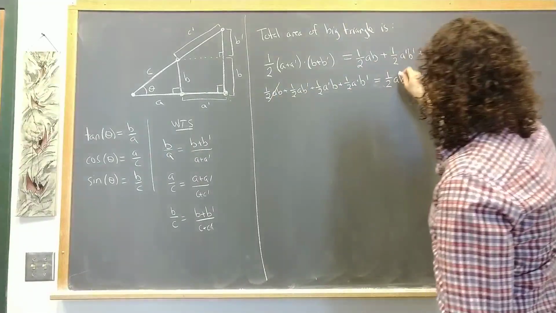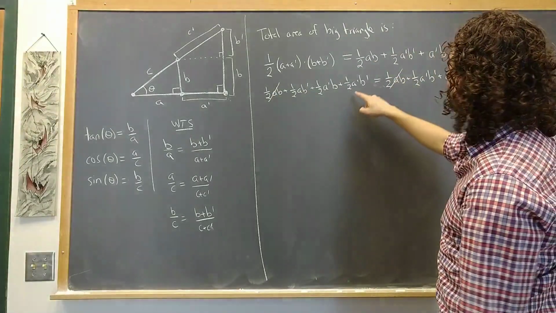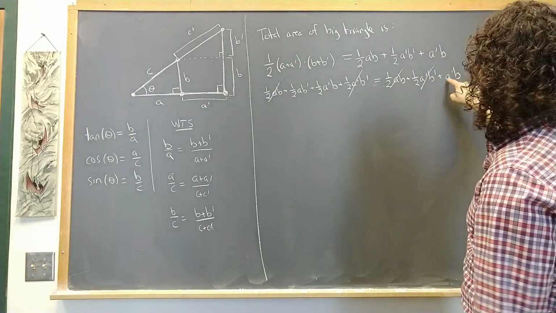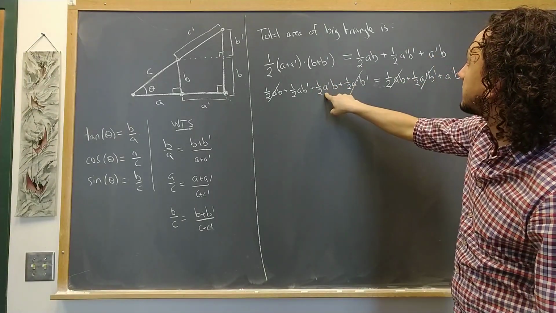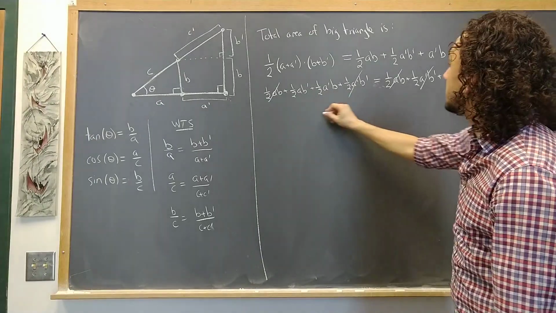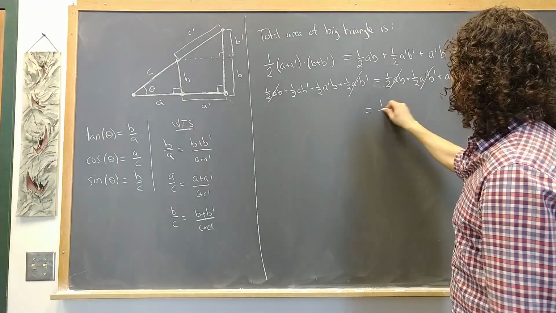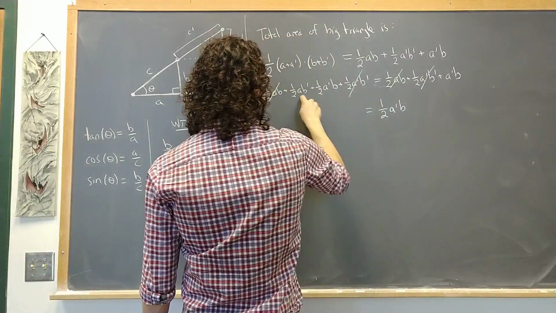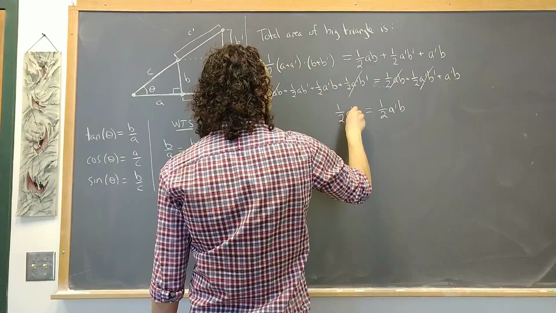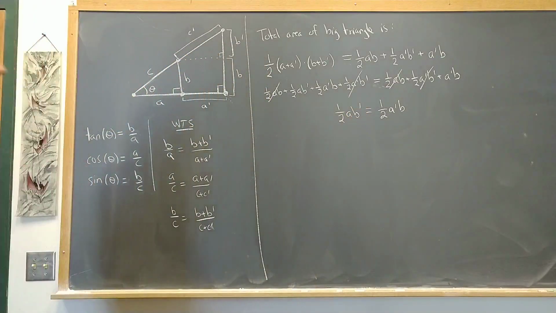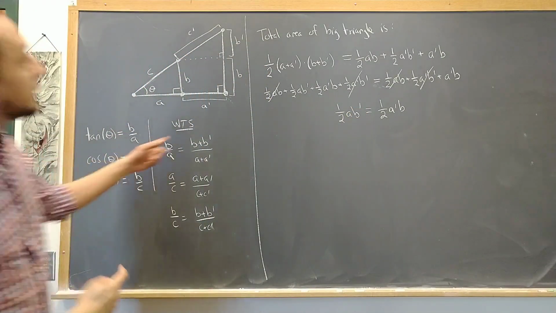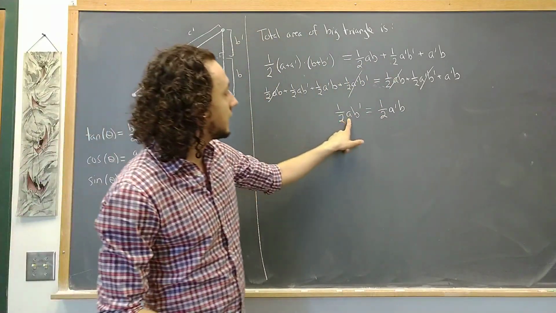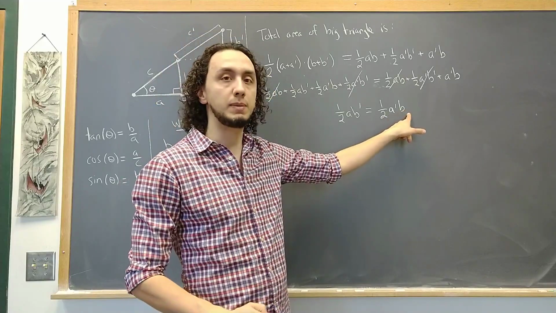Now I've got my 1/2 AB and my 1/2 AB. I've got my 1/2 A prime B prime and 1/2 A prime B prime. This A prime B, if I subtract this 1/2 A prime B, gives me, on this side, 1/2 A prime B, and on the left-hand side, this one's left over, 1/2 AB prime. So maybe somewhat surprisingly, by writing the area in two different ways, I get a non-trivial equation. This is an A times B prime, and this is an A prime times B.